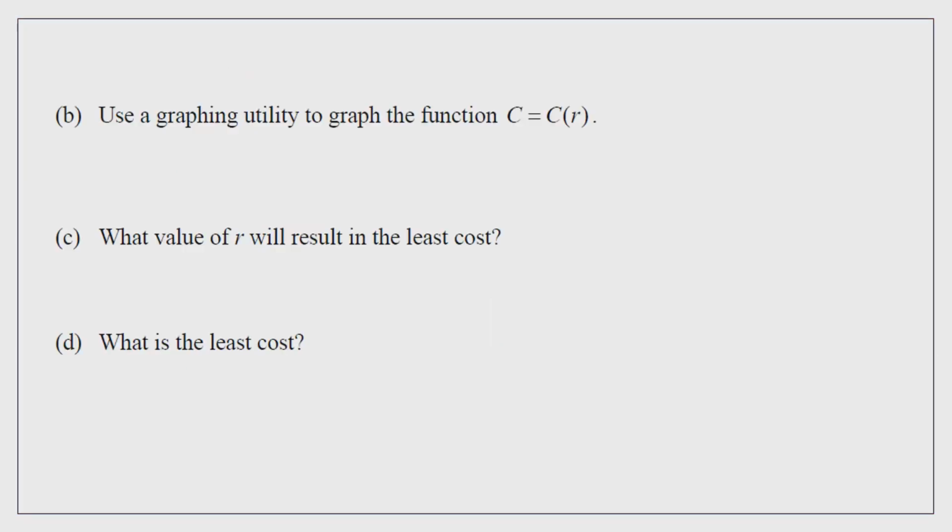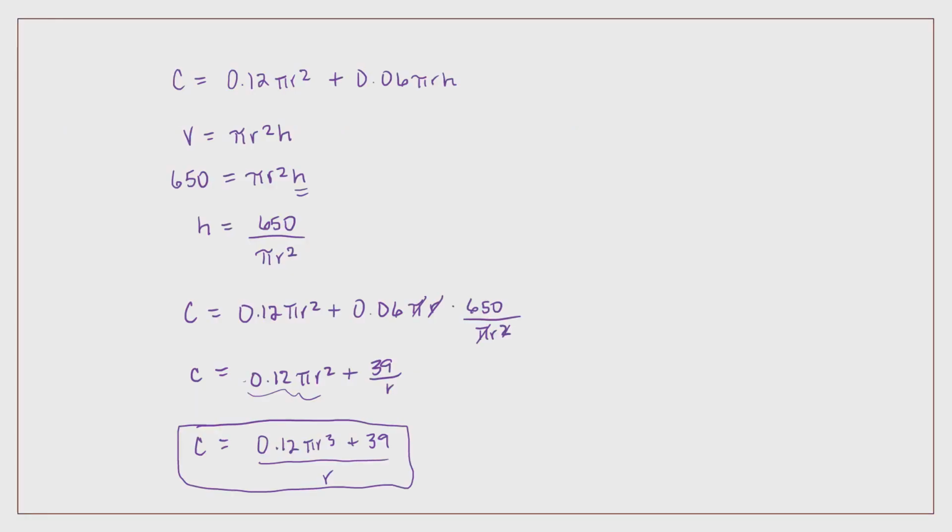So for B, we want to use our graphing calculator to graph this function. So we're going to use the calculator to graph C. Let's note here that r is going to have to be positive. It's going to have to be greater than 0 because you can't have a negative radius. Okay, so our domain is going to be all values of r where r is greater than 0. Okay, it can't even equal 0 because then the can wouldn't actually exist.